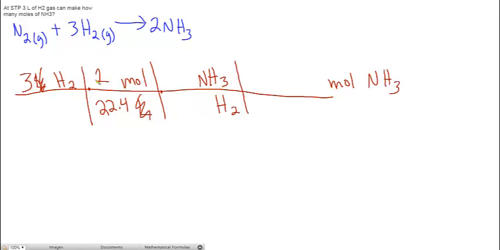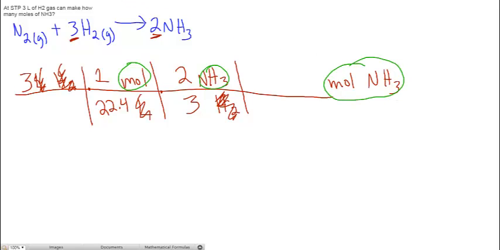For these numbers, we find them in the chemical equation. In front of H2 is 3. In front of NH3 is 2. Now we can cross out our units. H2 disappears, so we have left moles of NH3. Perfect, that matches what we should have in our answer, moles of NH3.